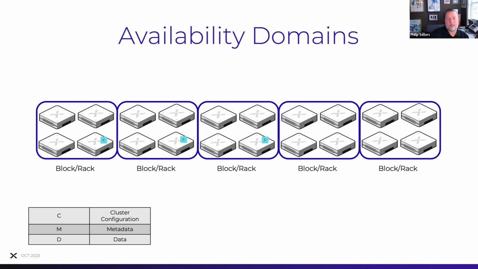So availability domains. We also talk about this in terms of block and rack awareness. And so what's a block and what's a rack? Well, rack's pretty simple. It's that big 48U thing we mount our servers in. But a block may not be a concept that you're aware of. So a block is just a chassis with more than one server running in the same chassis.